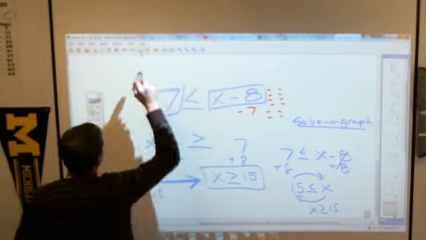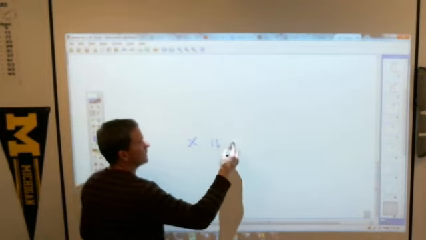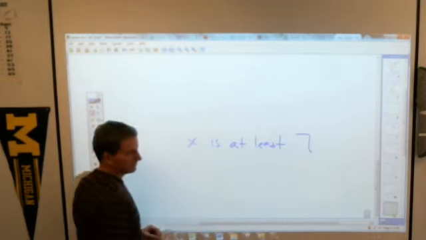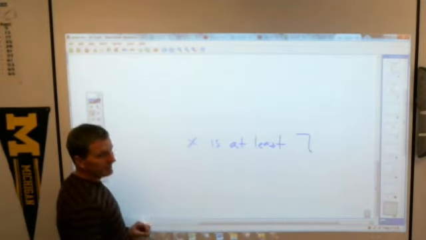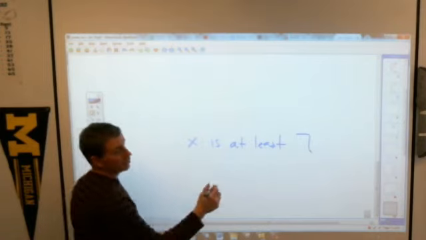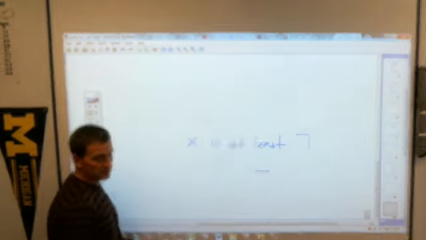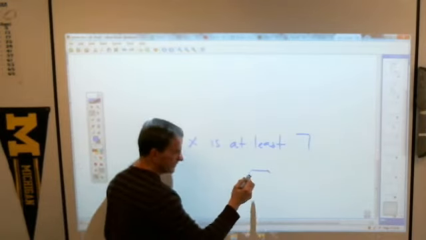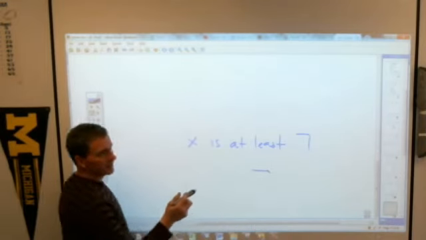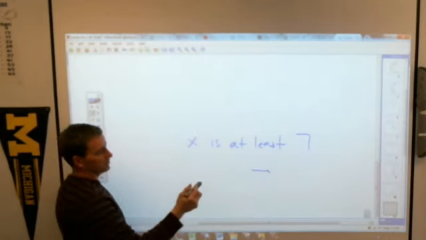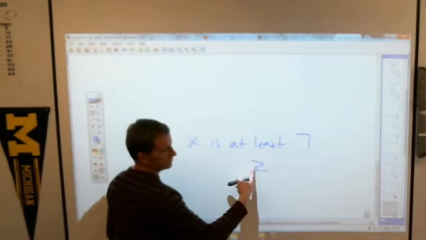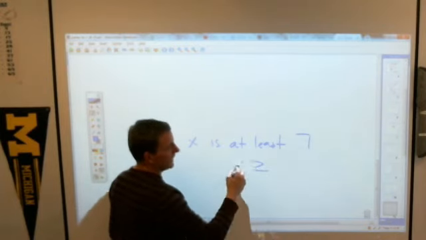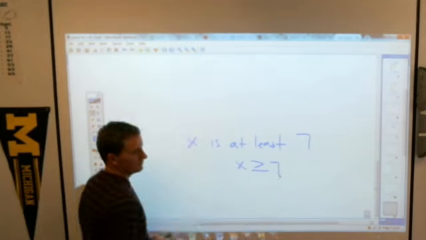So here, let me write that down. If x is at least 7, what inequality would be the same as at least? We just said it could be equal to, so you know it's going to have that thing there. Joseph? Greater than or less than? No, it's not greater than or less than, because less than would not work. It's simply greater than or equal to. Why? Because 7 is an answer, 8, 9, 10, any number 7 or bigger is that.